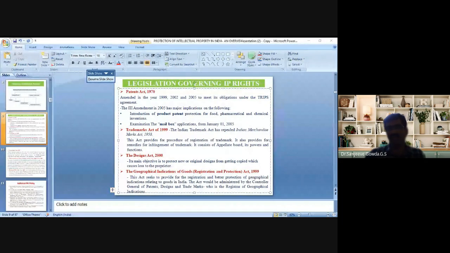Friends, the protection of intellectual property is not limited to the national level or domestic affairs.